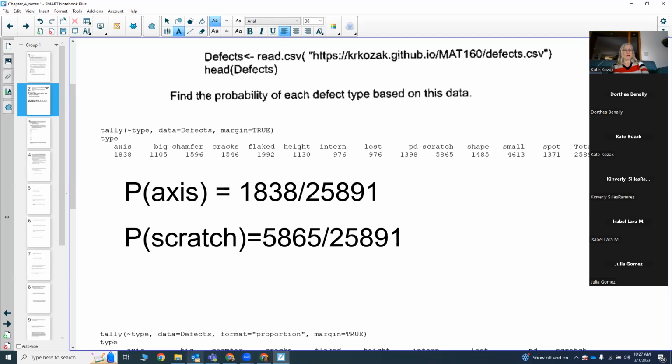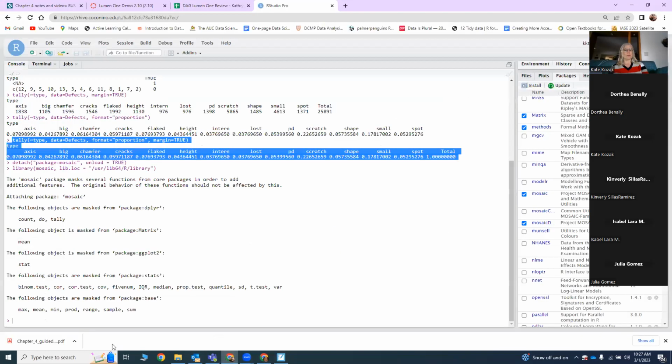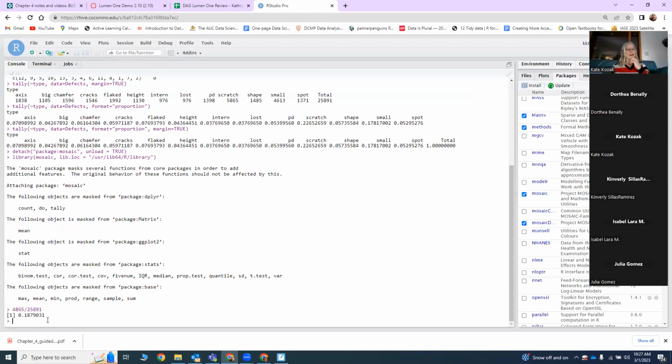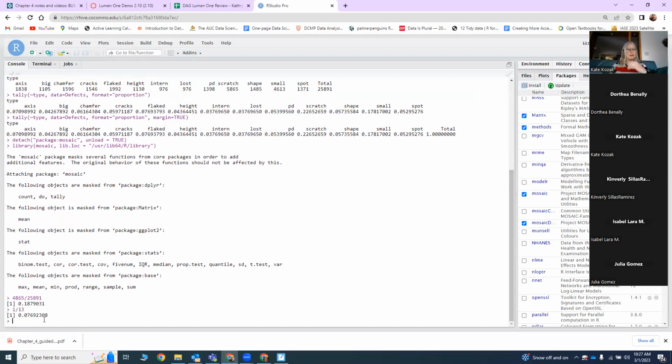If I wanted to, I could go calculate that. R actually will calculate probabilities for you. So I could calculate that. If I took my 5,865 and divided it by my total of 25,891, I'm not going to get 1 out of 13. In fact, 1 out of 13 is definitely a different number.